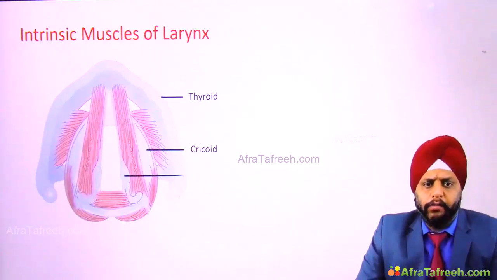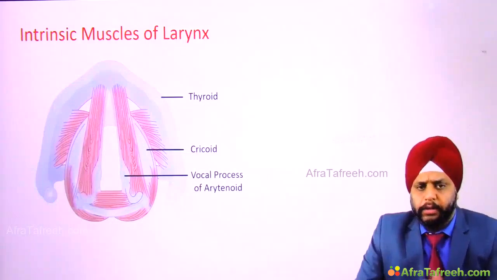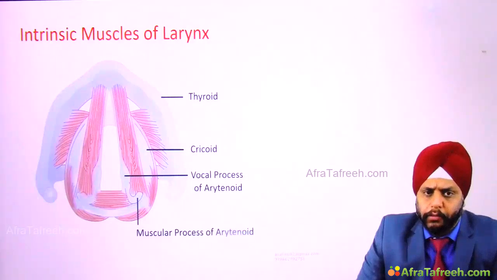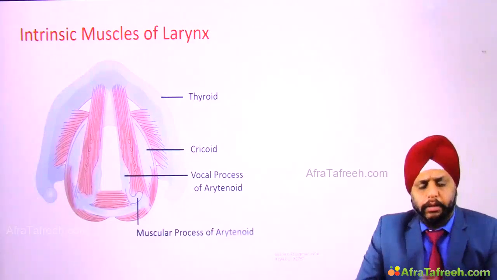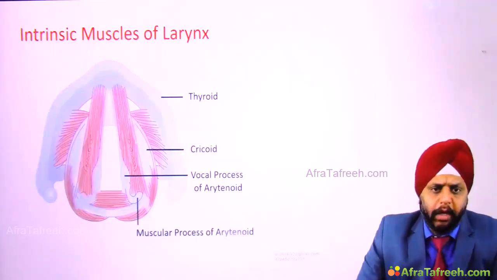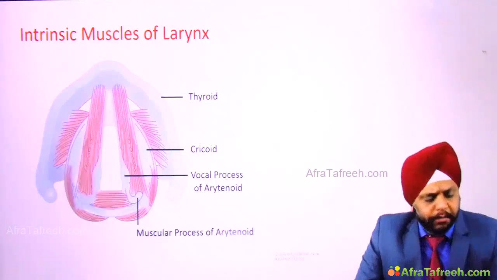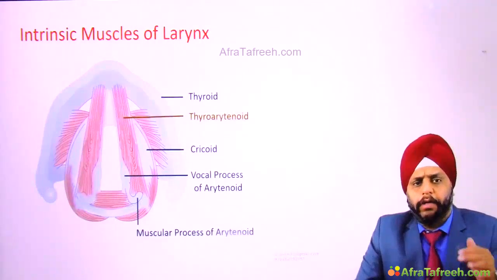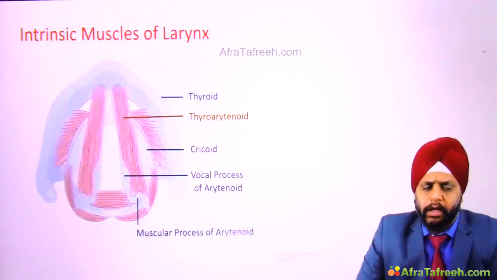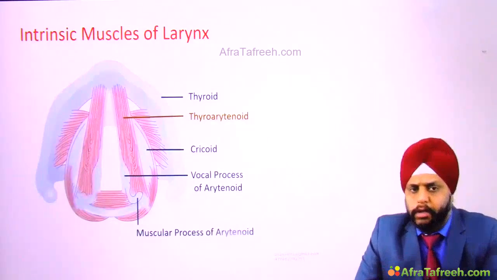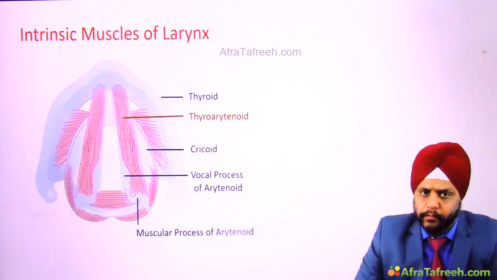And we can also see the arytenoid cartilage. This is the vocal process of the arytenoid, and we also have the muscular process of the arytenoid. These are the cartilages that are visible in this diagram. Let's look at the muscles. From thyroid to arytenoid, we have the muscle. We know the name, easy to remember, between the two structures: thyroarytenoid. Club the name, thyroarytenoid. Right?